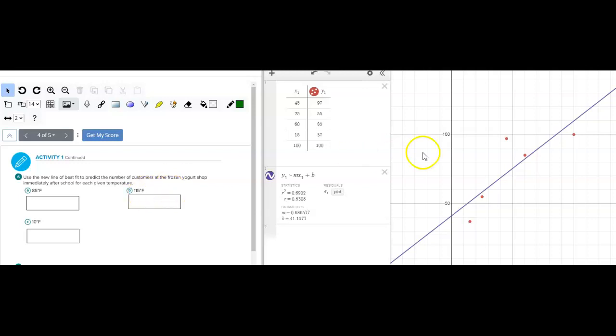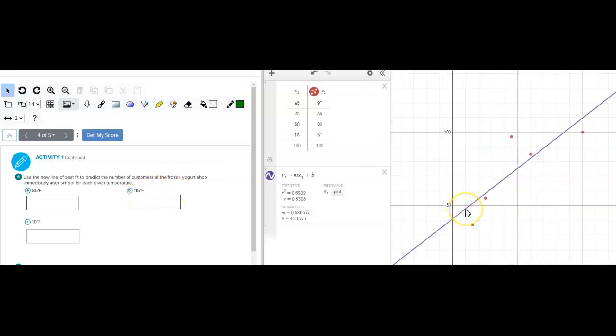All right, now that we have our line of regression or our line of best fit right here, we wrote the equation here. What we're going to do is use this line that we graphed using technology to find out, according to our regression line or our line of best fit, how many customers will be at the frozen yogurt shop for each temperature: 85 degrees Fahrenheit, 115 degrees Fahrenheit, and 10 degrees Fahrenheit.